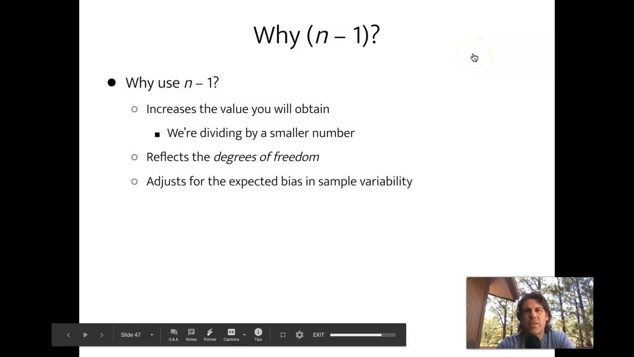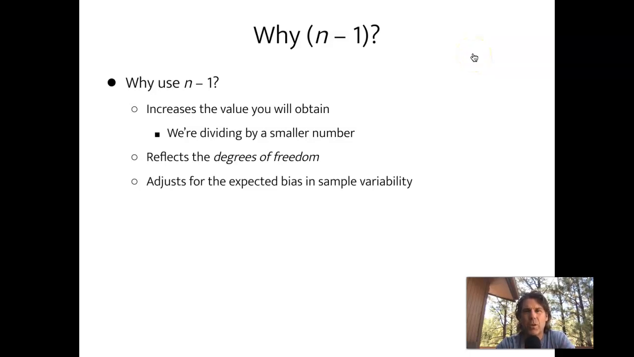Now, a common question that comes up once we explore the calculation of variance for a sample is why n minus 1 in the denominator? Remember, for the population variance, it was sum of squares over n, but for samples, it's sum of squares over n minus 1. Why? Well, there's three reasons.